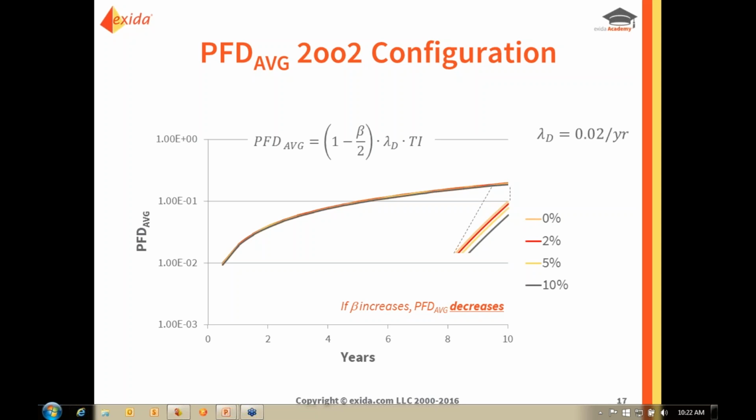Now again, I use a very simplified equation. There are many more parameters that we should take into consideration in our average probability of failure on demand calculation. But using just a simple approach that everybody agrees on for a 1 out of 2 configuration, and using the same approach for a 2 out of 2 configuration, we have an explanation as to why the average probability of failure on demand decreases.